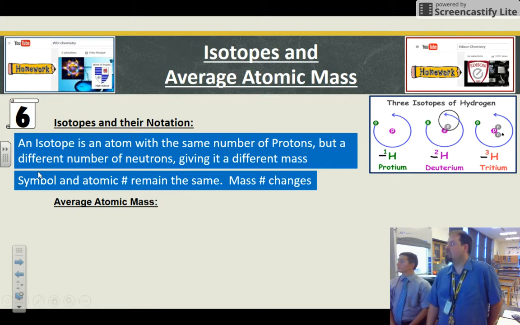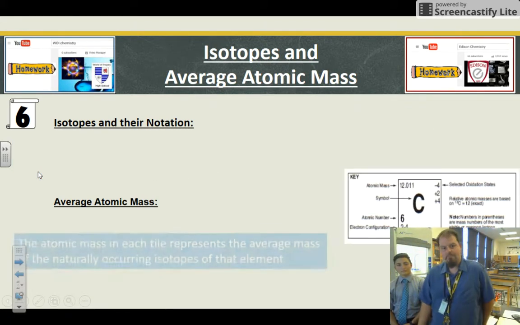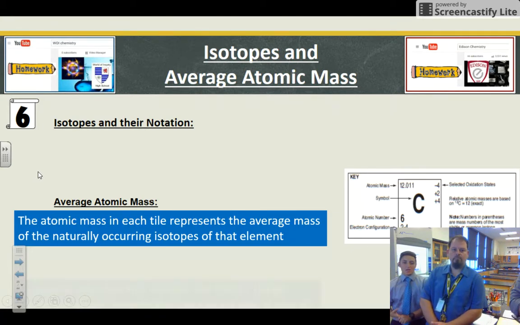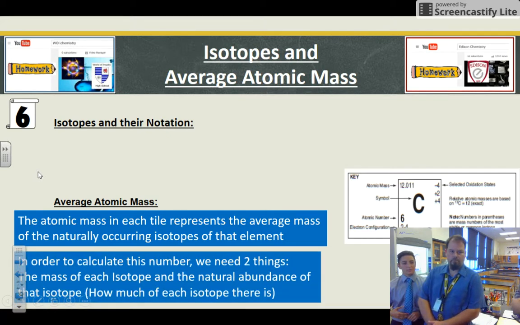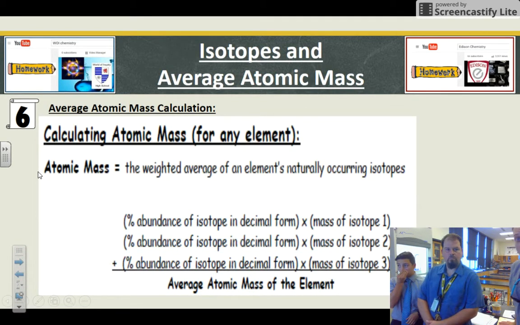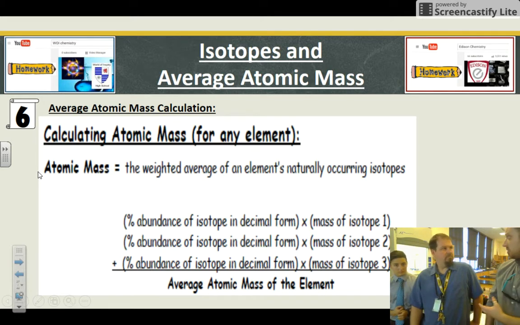Now we get to this whole piece called average atomic mass. This is that upper piece in the box that's talking about average mass, and that has to do with those naturally occurring isotopes. We have to calculate that, and you need two things: the mass of each isotope and how abundant it is, and that'll be in a percentage. This is what the calculation looks like. It looks terrifying at first, but we're going to show you an example.